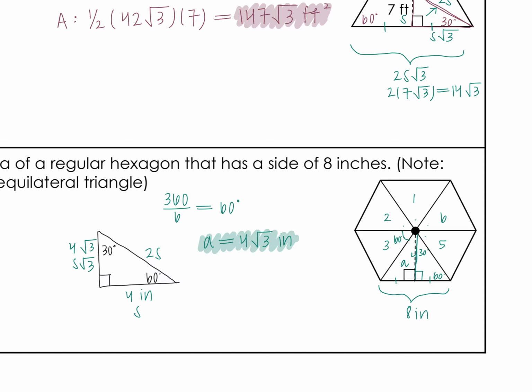Then I can move into my perimeter. Okay, keep in mind perimeter can be found by taking your side length and multiplying by the number of sides. So 8 times 6 is going to give me 48 inches for my perimeter.